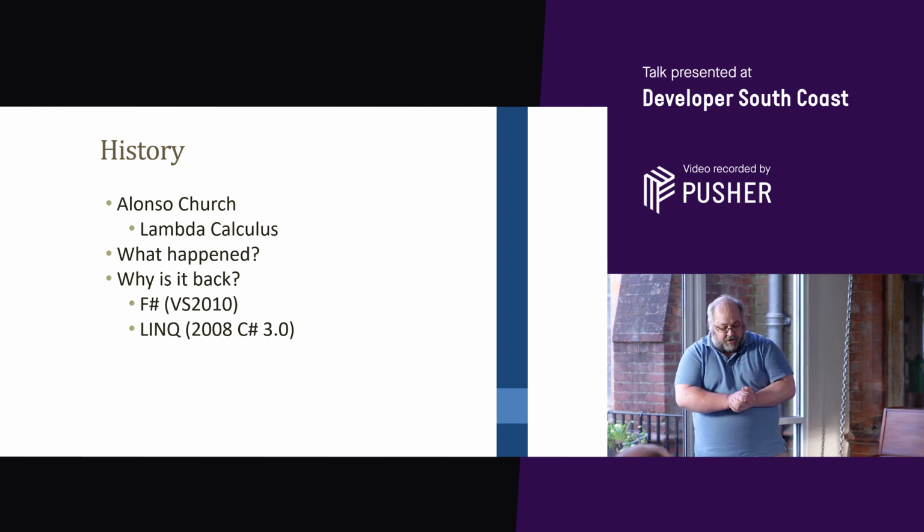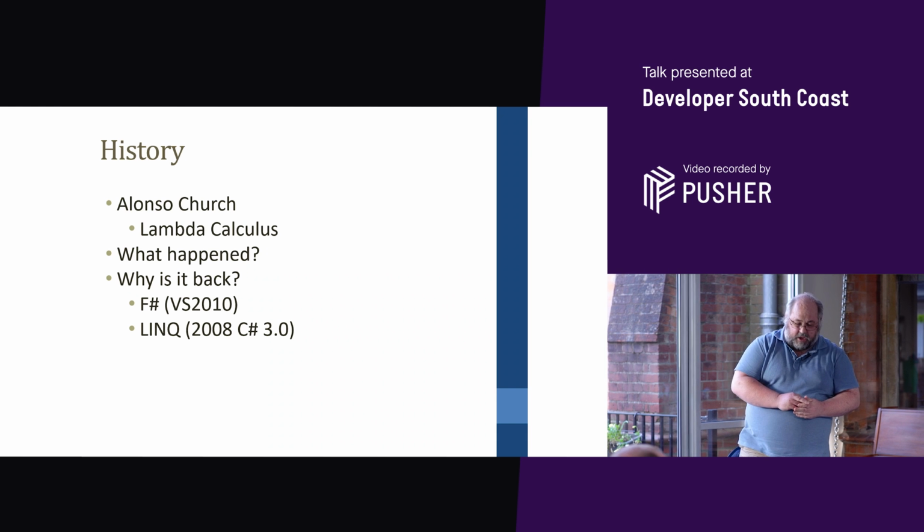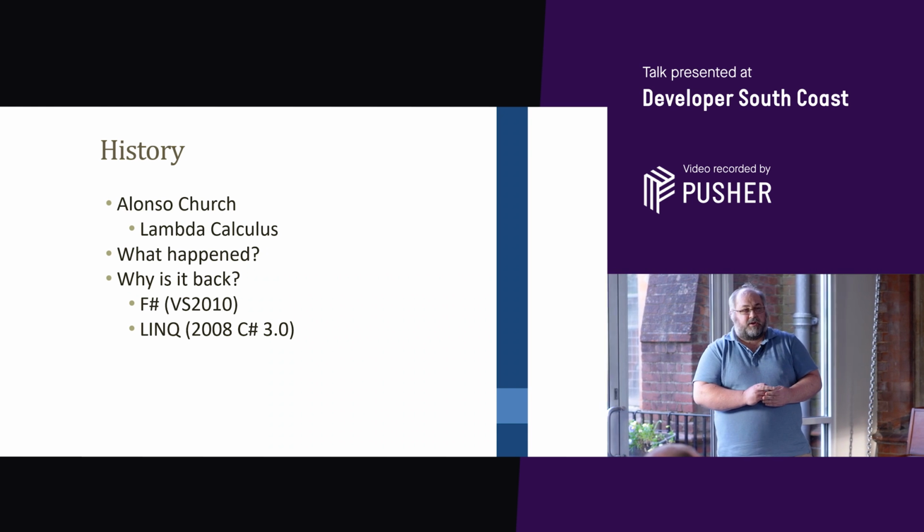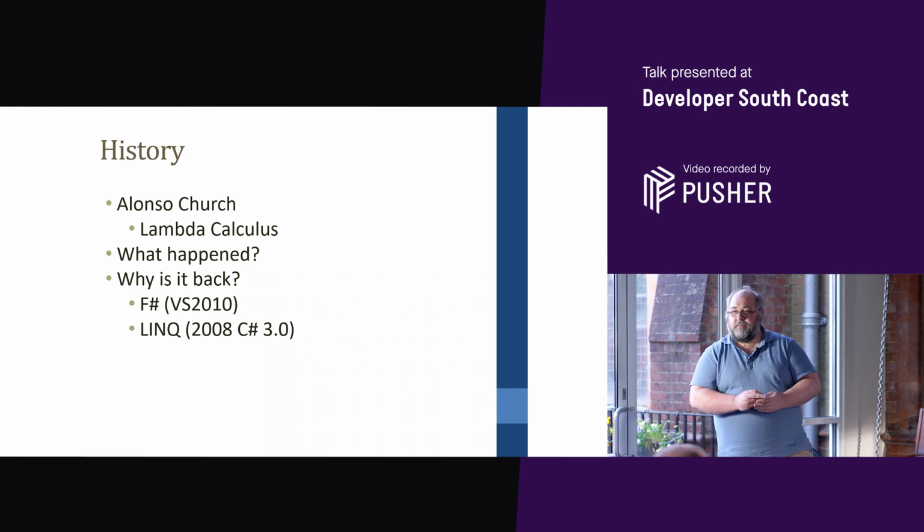So, F#. For the public viewing, it came out in 2010. Actually, it came out in 2000. But it just wasn't public. It was publicly available, provided you knew where to look for it, but it didn't come in Visual Studio. It came in Visual Studio in 2010. And now it's a first-class citizen, so when you install Visual Studio, you get F#. It's in other languages, but it's there.